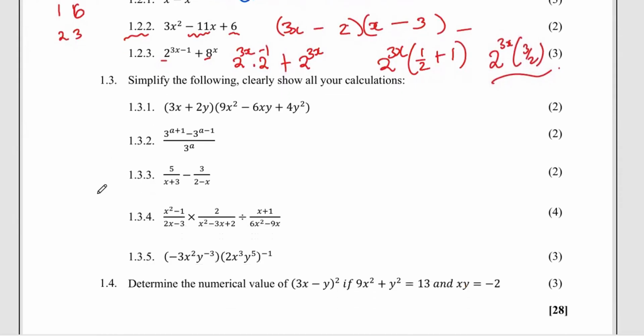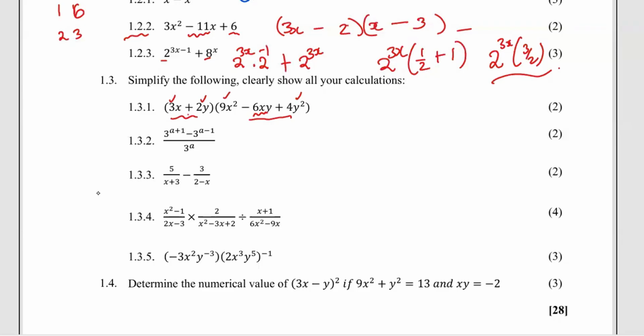Okay. Now we have a binomial multiplied by a trinomial. But when I look at the first terms, this is a 3, this is a 9, this is a 2, that is a 4. This is a plus, this is a minus. And when I look at this middle term specifically, it's like they're multiplying these two. So this represents what we call the sum of two cubes.